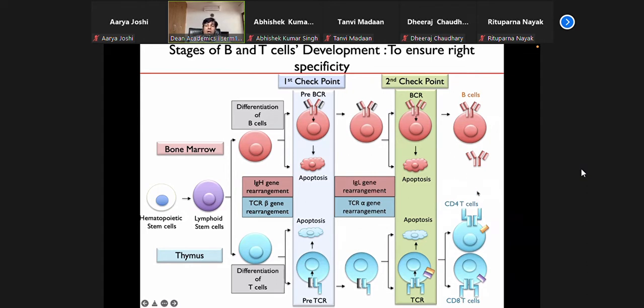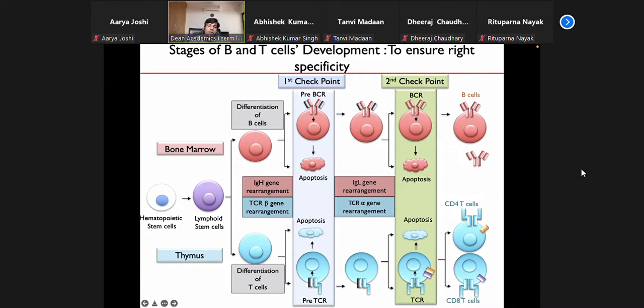Now, once you have a rearranged TCR which is not recognizing your own antigen and is expressing either CD4 or CD8, these cells are ready to be exported out of the thymus, which is a primary site for differentiation of these cells, also considered a primary lymphoid organ. These cells will migrate to lymph nodes, obviously through circulation. In lymph nodes, they are waiting for recognition of any foreign antigen they encounter subsequently.